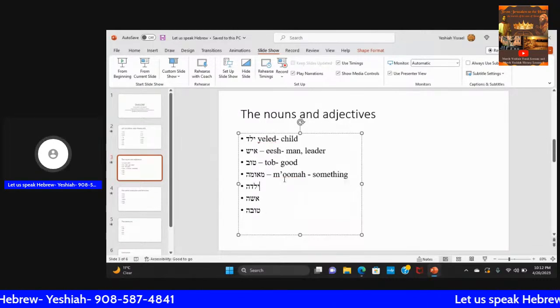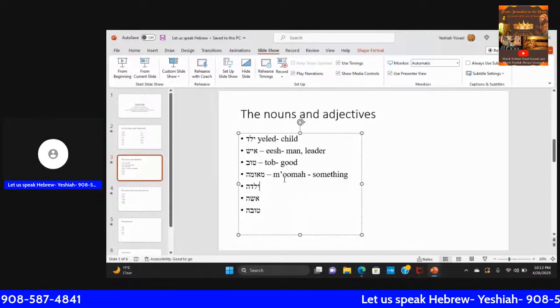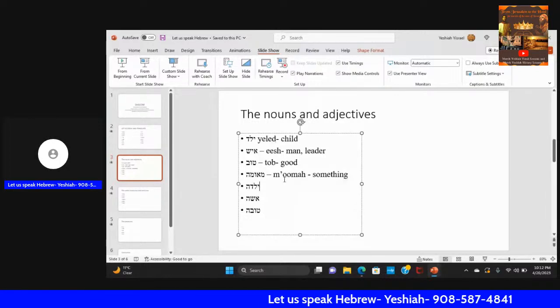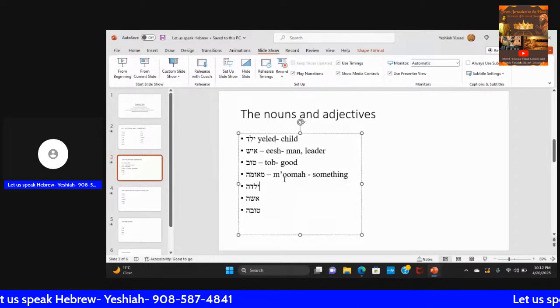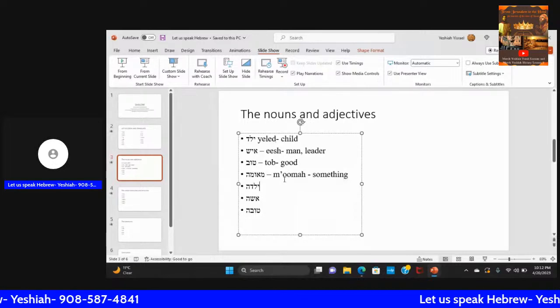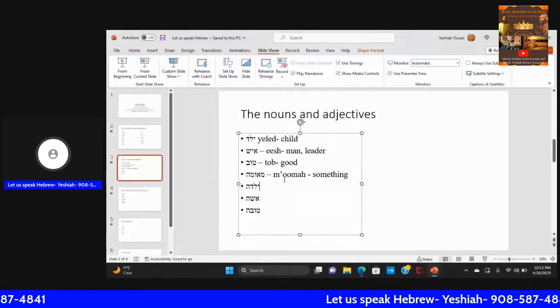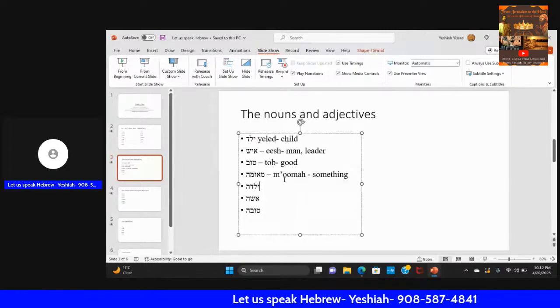Next, we have here the word yalda, meaning girl or a female child. All right. We have here the word isha, which means woman.